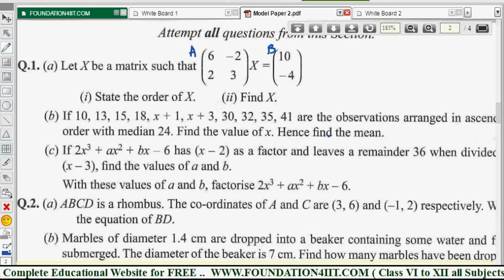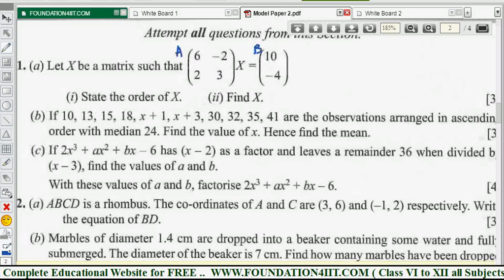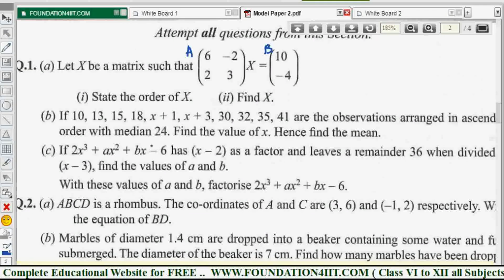Now in question number 1, second part: if 10, 13, 15, 18, x plus 1, x plus 3 is the given data, our observations are arranged in ascending order. They only mention in the question that it's in ascending order, with the median 24. Find the value of x, hence find the mean. First you should find out the median, then you can find out the mean.